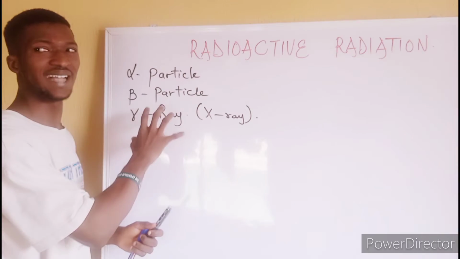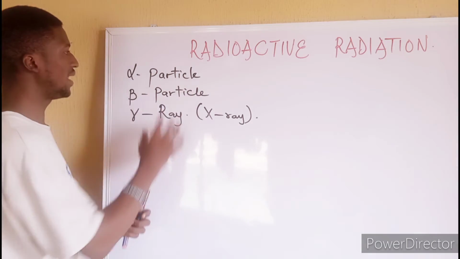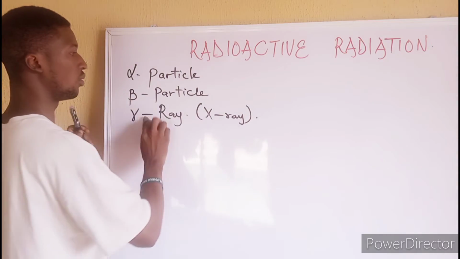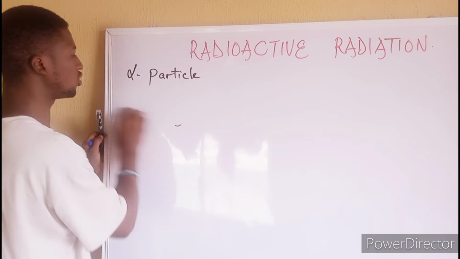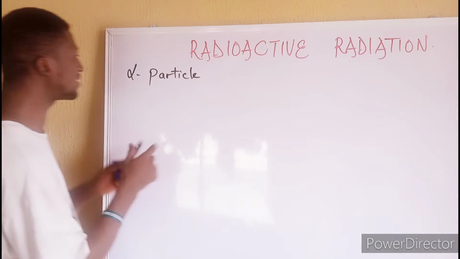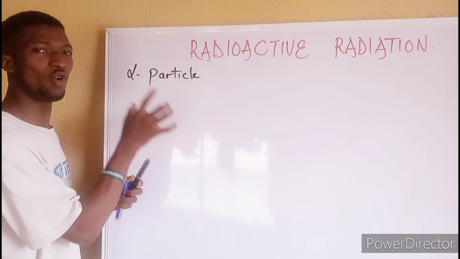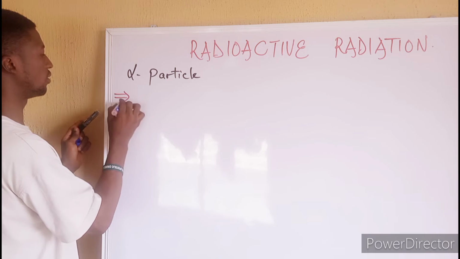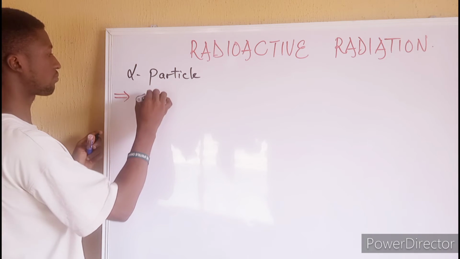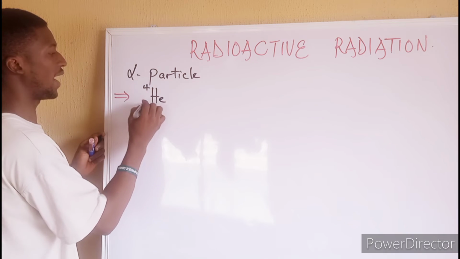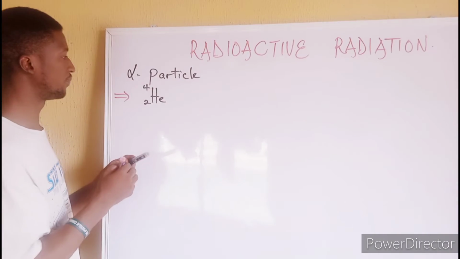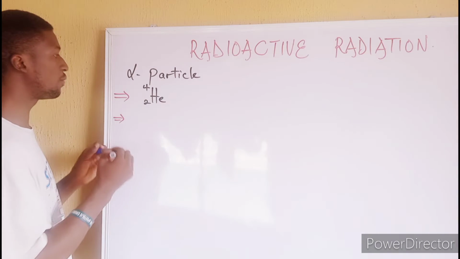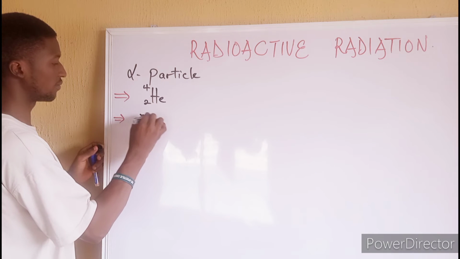Okay, now let's look at the differences among these radiations. Let's take them one after the other. The first one is the alpha particle. Let's look at the features of the alpha particle. The first thing I want you to know is that the alpha particle exists as a helium nucleus, having an atomic mass of 4 and an atomic number of 2. Aside from this, the alpha particle is massive.